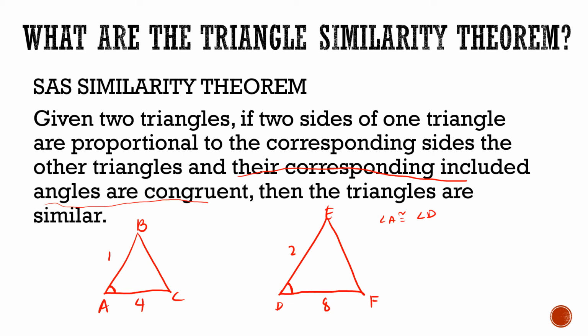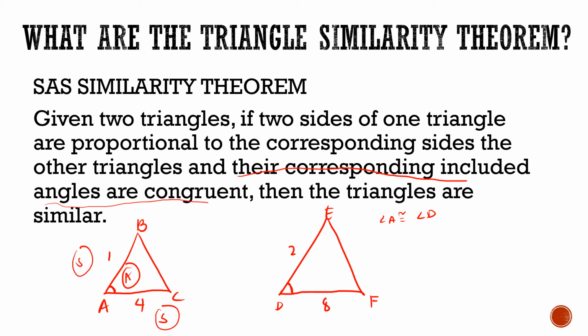Now, let's solve for the sides of the given triangles. SAS stands for side, angle, side. So, obviously, AB is a side, angle A is an angle, and side AC is a side. That's why we have SAS.